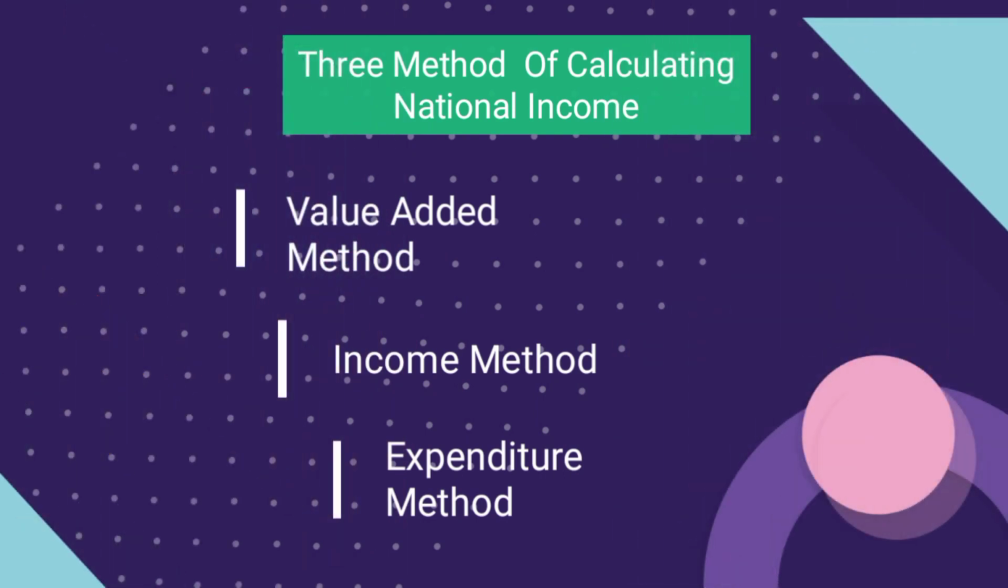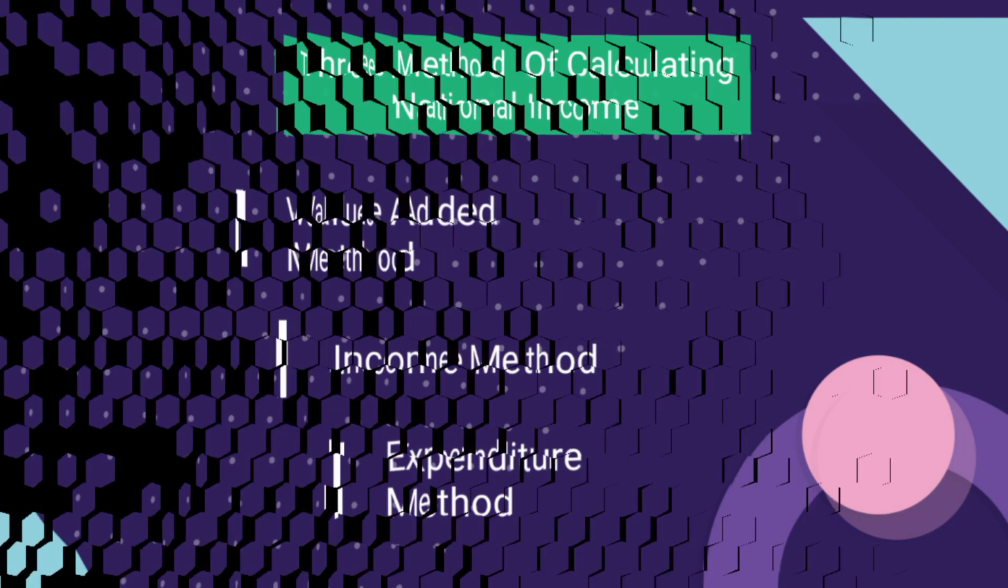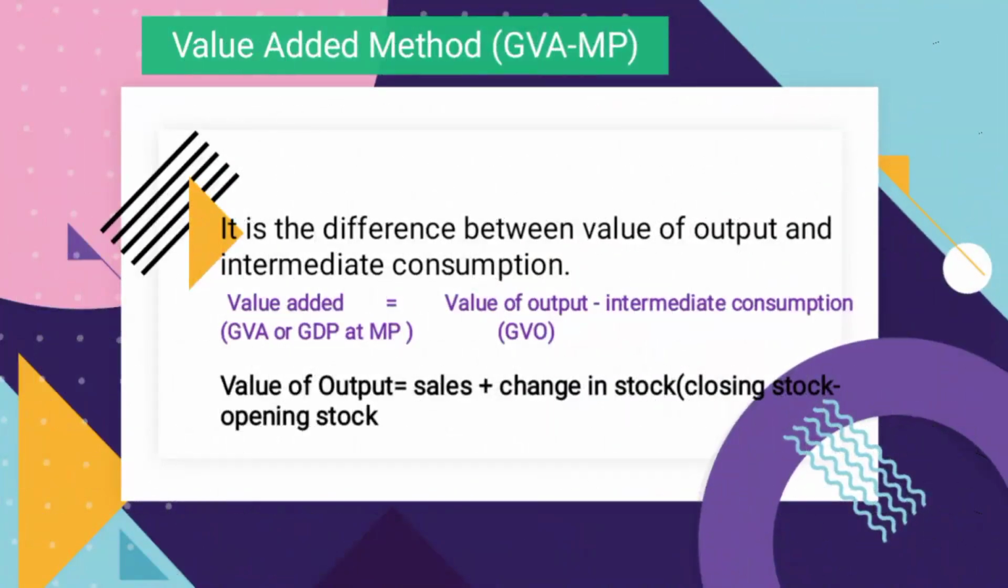There are basically three methods for calculating national income: value added method, income method and expenditure method. So we do the first, value added method. It is the difference between the value of output and intermediate consumption. As it is written here, the formula is value added equals value of output minus intermediate consumption. The value added is also called GVA or GDP at market price. GVA is the gross value added and GDP is gross domestic product.